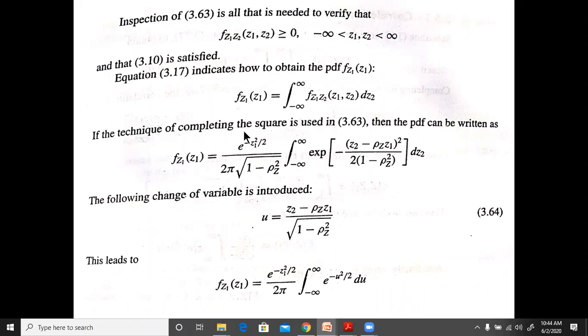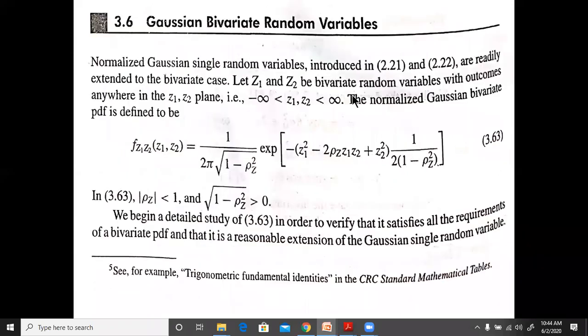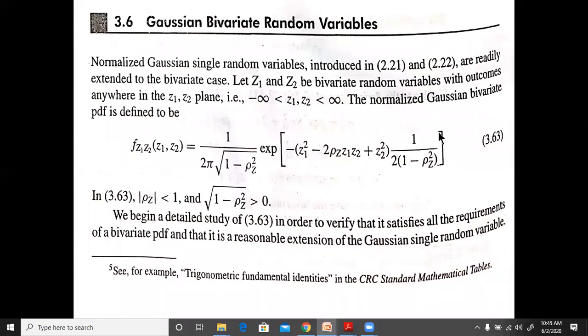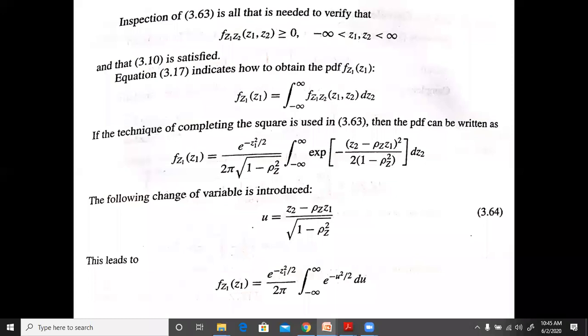So if the technique of completing the square is used in 3.63, that means you need to substitute and put it properly. You can write whatever is there over here, and if you want to write this total thing in the form of a square term, then we will get what is called completing the square. Then the PDF can be written as f of Z1 equal to e to the power of minus Z1 squared by 2, divided by 2 pi root of 1 minus rho Z squared, integral from minus infinity of exponential of minus (Z2 minus rho Z1) squared by 2 into (1 minus rho Z squared). So you will get this if you apply completing the square.